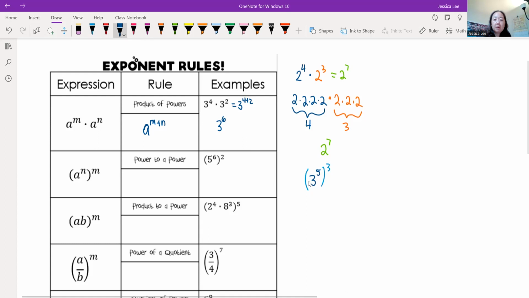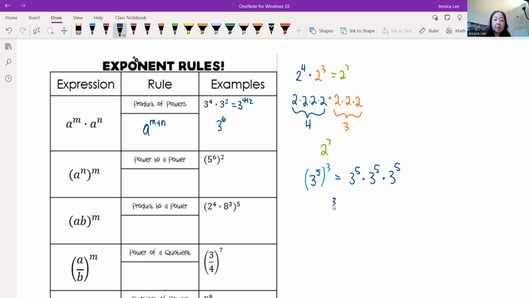What does that mean? That means we're going to take this 3 to the 5th and we're going to do that 3 times, right? So this means we're going to do this: 3 to the 5th times 3 to the 5th times 3 to the 5th. That's what that means, right? And so if I needed to expand it, how many 3's would I have here? I would have 5 3's, right?